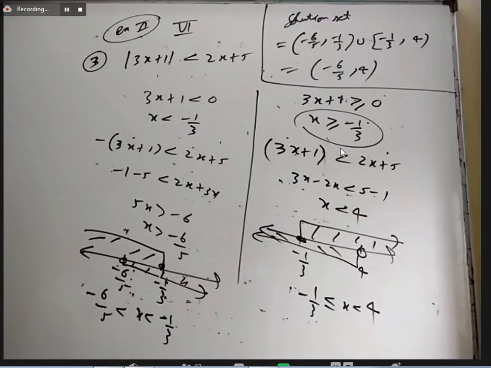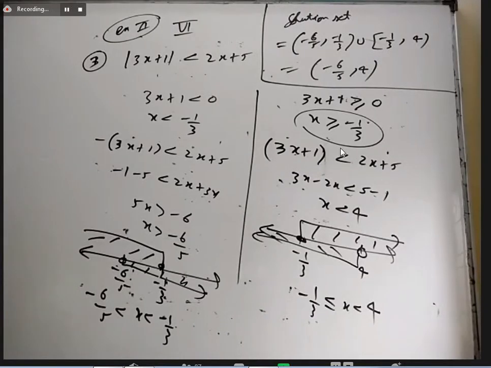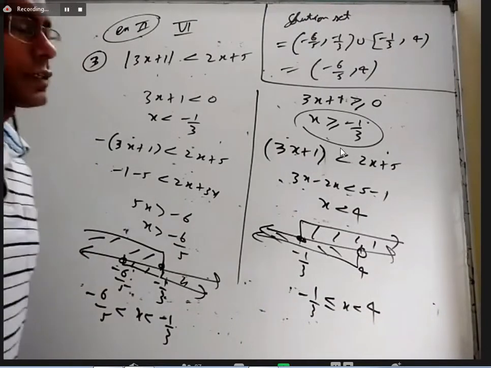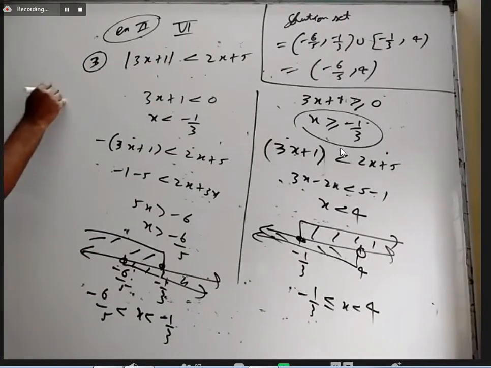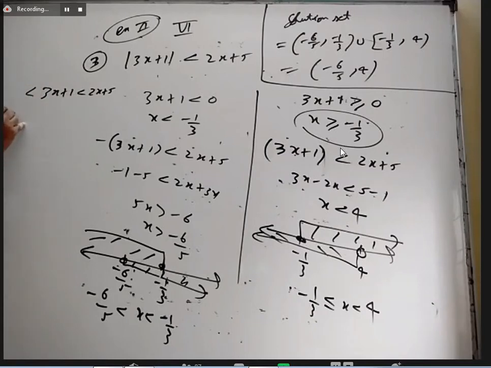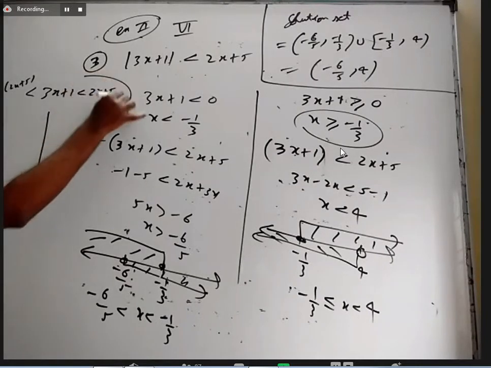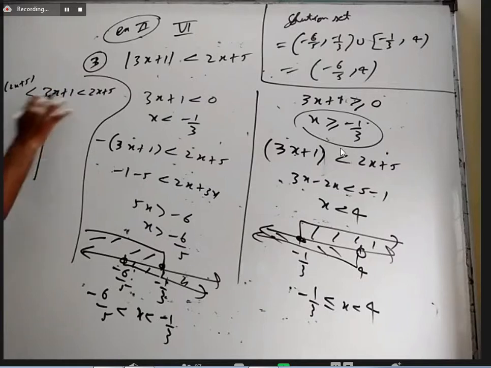Excuse me, sir. Sir, in this case, why can't we have mod x is less than k? You can write like that also. You can write this should be between minus k to k. You want to write, you can write minus 2x minus 5 less than 3x plus 1 less than 2x plus 5. You're right, it will come. You have to take two things here. Yeah, you can do this method also, nothing wrong. Greater than you will not be able to do this, but less than you can do it.